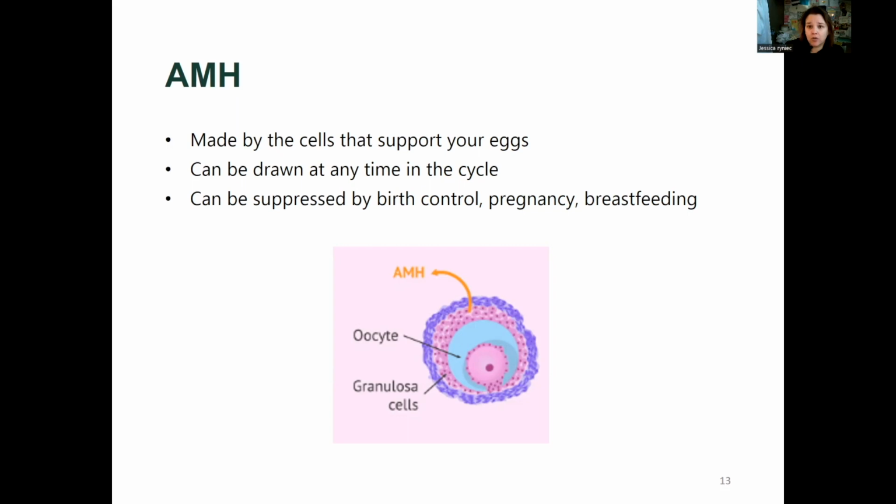I always like to note to patients that AMH can be suppressed by birth control, pregnancy, and breastfeeding, because sometimes if people are doing this for something like egg freezing and they're on birth control, they might see lower numbers than they should be for their age, and that might just mean that they're suppressed.